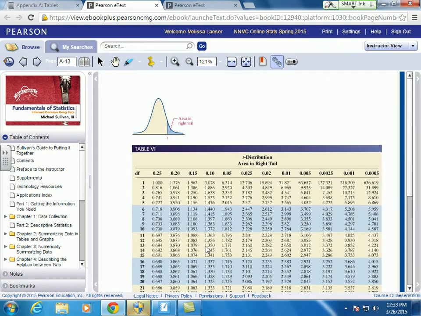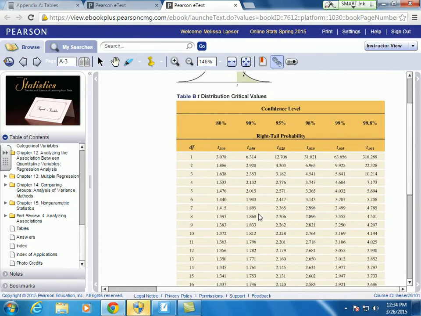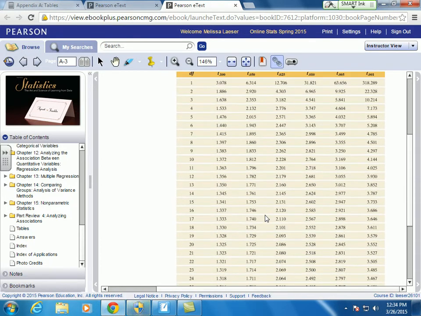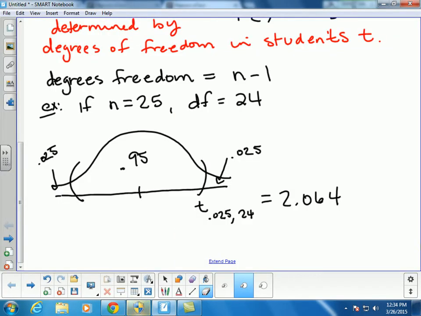So this table is different because the t-values are on the inside and the area is up here, versus the z-table had the values on the outside and the probabilities in the middle. So it's a little bit different of a table than the z-table, but after you master the z-table, the t-table is way easier to deal with. Okay, so that's how we find the t.025 with 24 degrees of freedom.